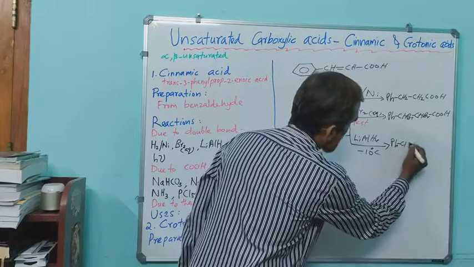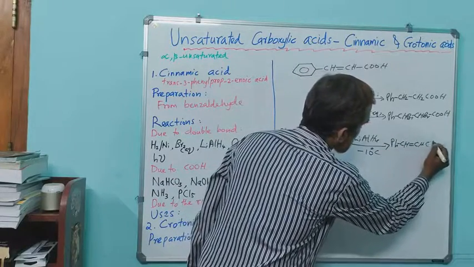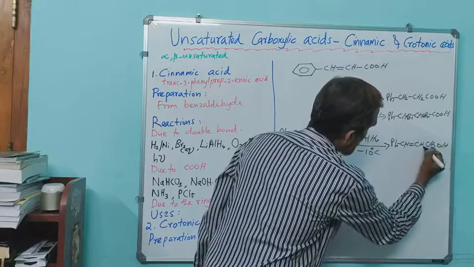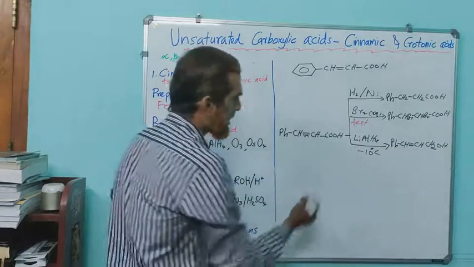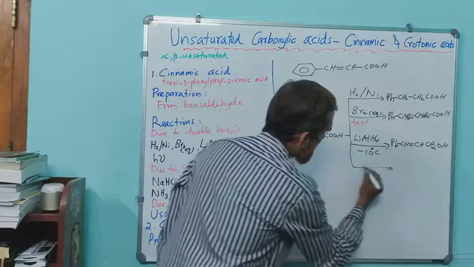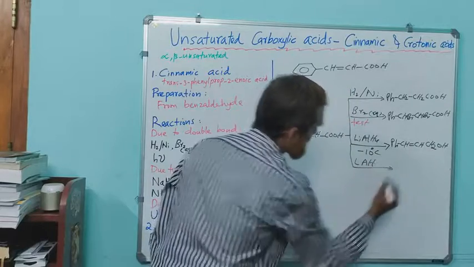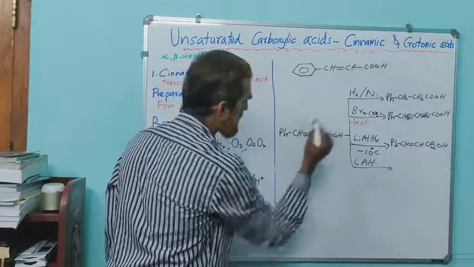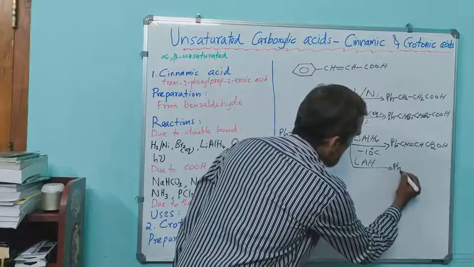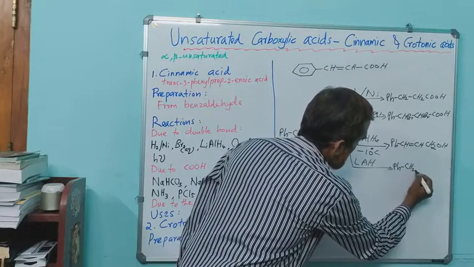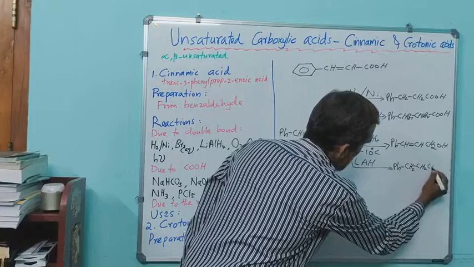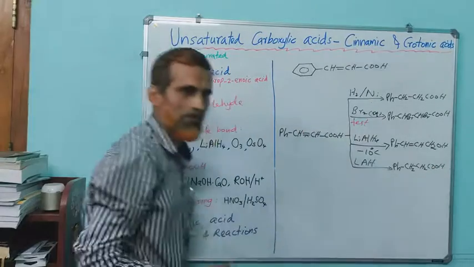So the product is now CH=CH-CH2OH. But generally at normal temperature, lithium aluminum hydride will reduce both of these, and then the product will be a saturated one, CH2-CH2-COOH. You understand the difference?